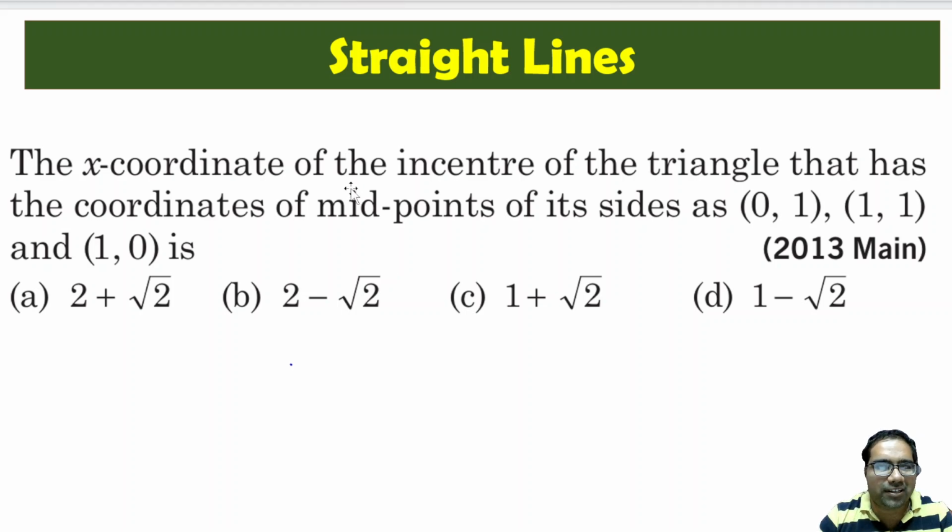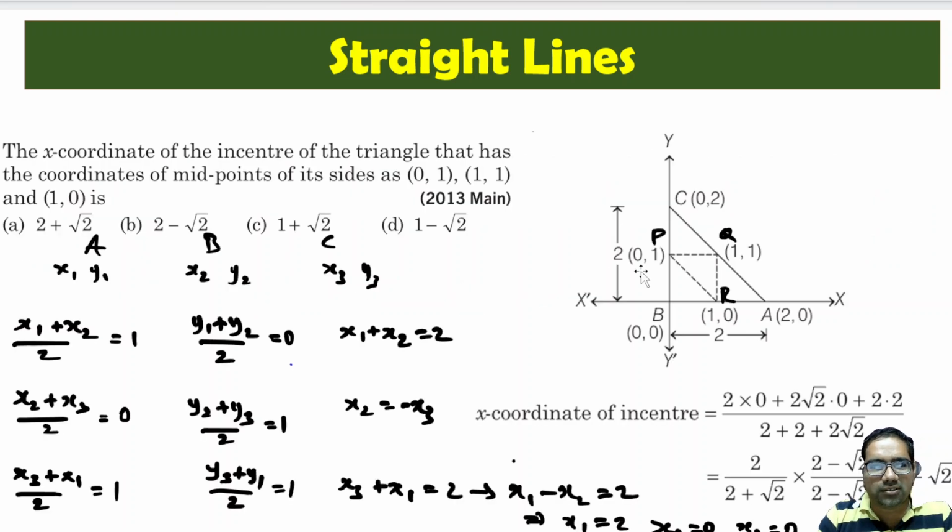We need to find the coordinates of the incenter of a triangle, and this triangle has the midpoints of its sides as (0, 1), (1, 1) and (1, 0). We know the midpoints of the sides of this triangle. We need to find the incenter of this triangle. Let us try to plot the midpoints of this triangle. Okay, so how does it look?